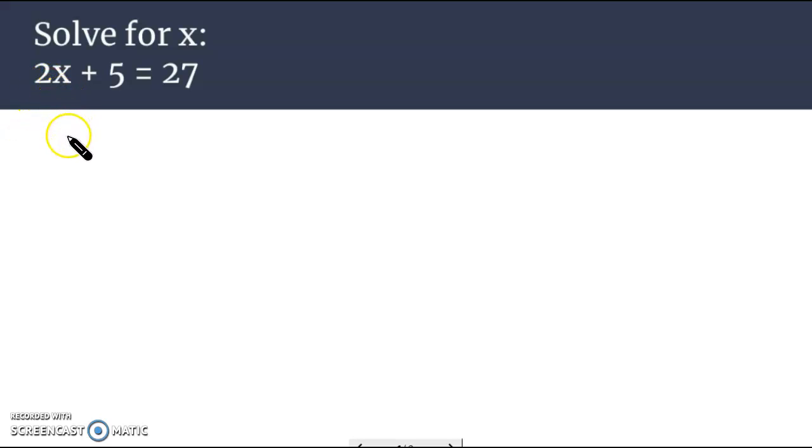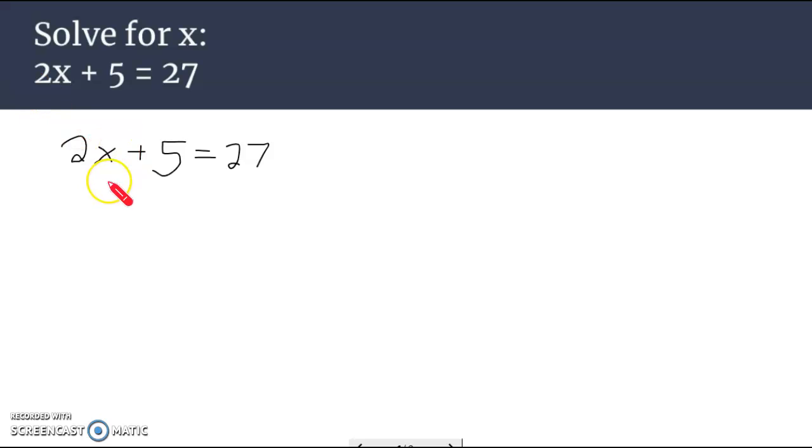Notice our variable is x. Let me get it rewritten here. And two things are happening to x. X is first of all being multiplied by 2, and then it is also being added to 5. So we're going to one by one undo each of those.